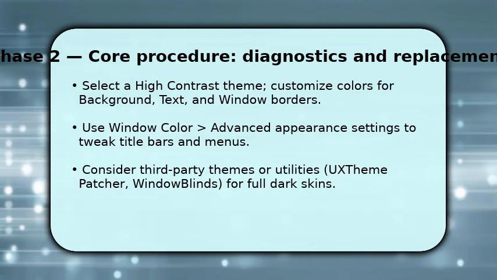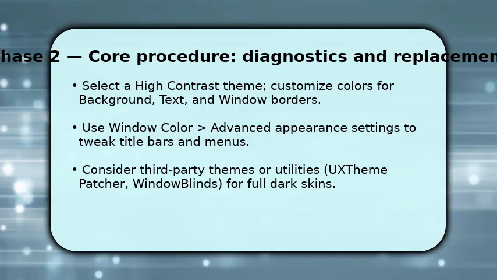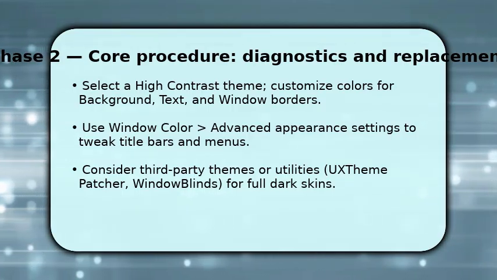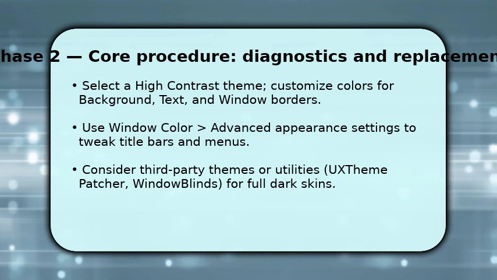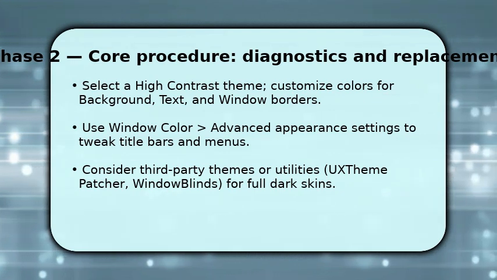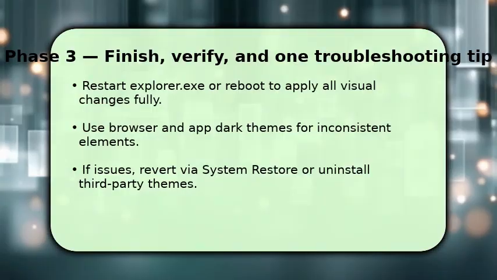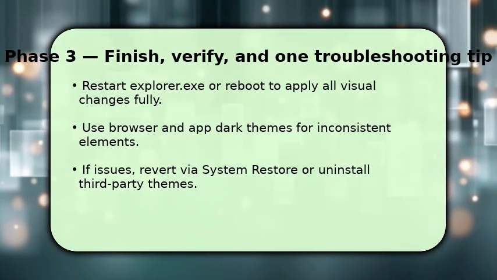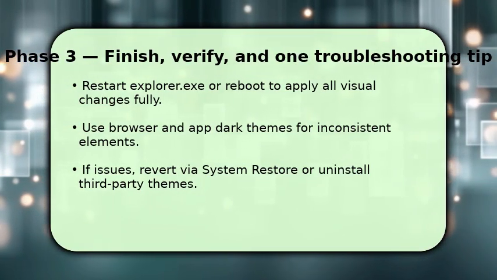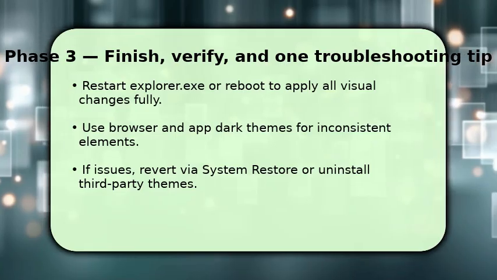Use UX Theme Patcher to enable unsigned themes, or install Window Blinds for a supported dark skin. Make sure to read install prompts and follow step-by-step to avoid conflict. You finish by ensuring changes persist. Restart Explorer.exe or reboot to apply every visual tweak.